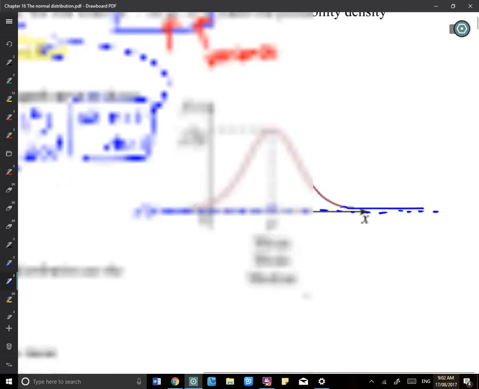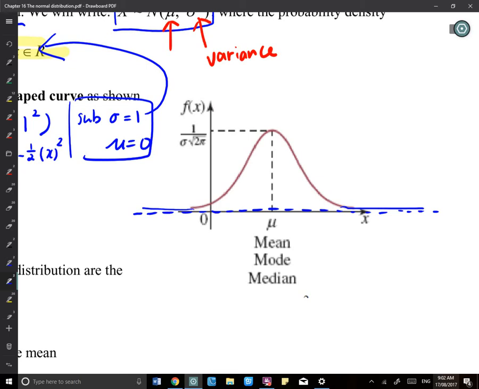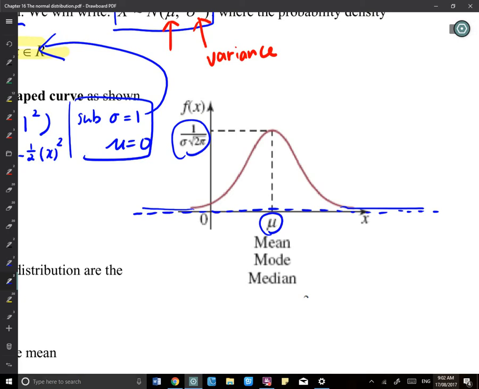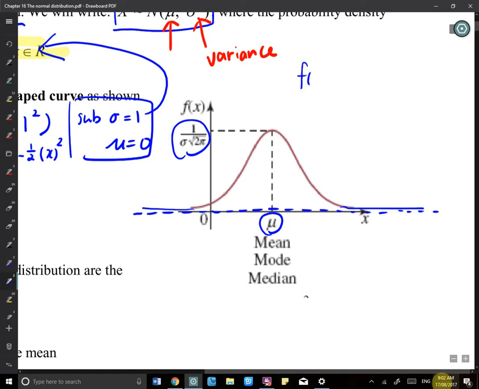Well, let's do another thing. Have a look at this value and this value. When x equals the mean, that will give you the highest value. The highest value is 1 over sigma square root 2 pi. Why is it like that? Because remember, f(x) equals 1 over sigma square root 2 pi, e to the power of negative a half, x minus mu divided by standard deviation, squared.